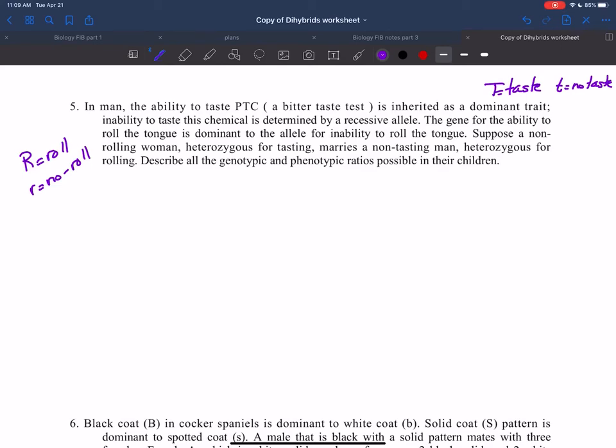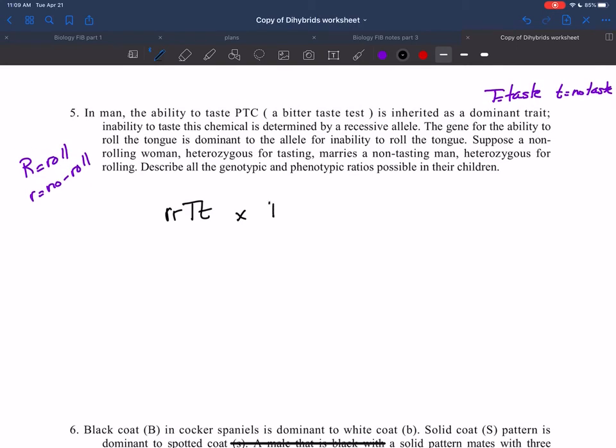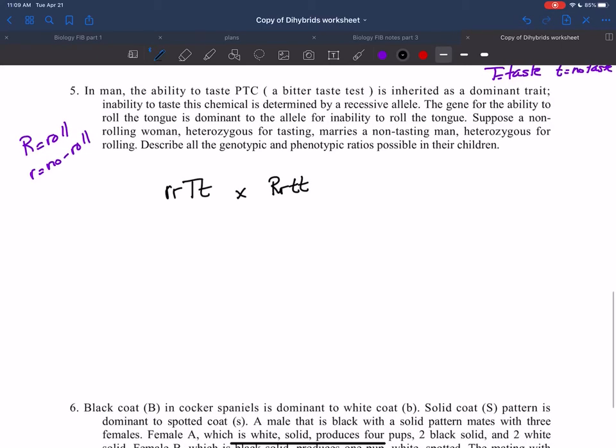Suppose you have a non-rolling woman. So they're doing the rolling part first. So I have a non-rolling woman, heterozygous for tasting, marries a non-tasting man, heterozygous for rolling. So he's non-tasting. Describe all the genotype and phenotype ratios possible for their children.